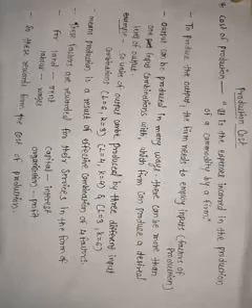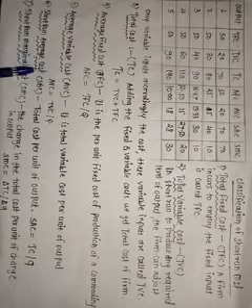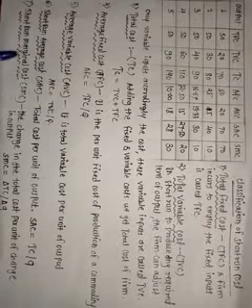Students, there are many types of cost. The classification of the short-term cost is: first one is total fixed cost, second one is total variable cost, third one is total cost, fourth one is average fixed cost, fifth one is average variable cost, next one is short-term average cost, and last one is short-term marginal cost.